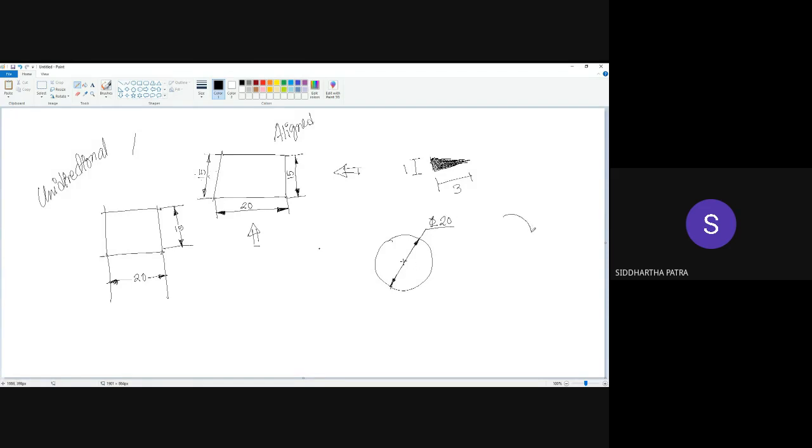Similarly, if you encounter a circular arc, or maybe even a circle, this is how you would mark the center. R10. Okay. So is it clear? Yes, sir.